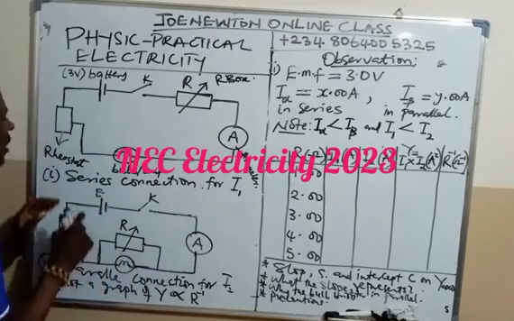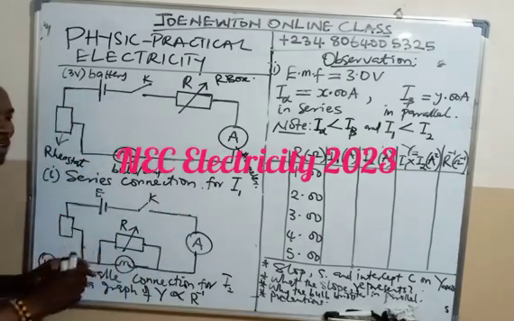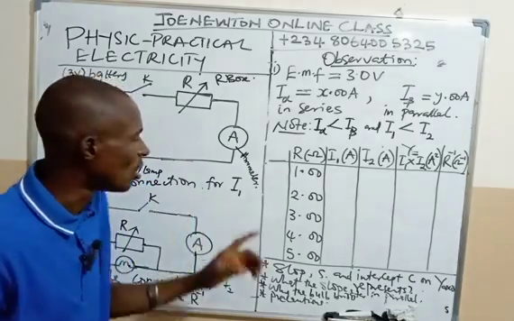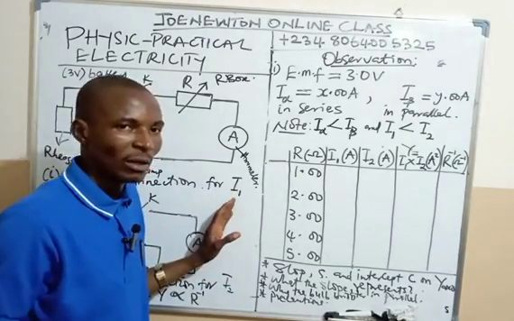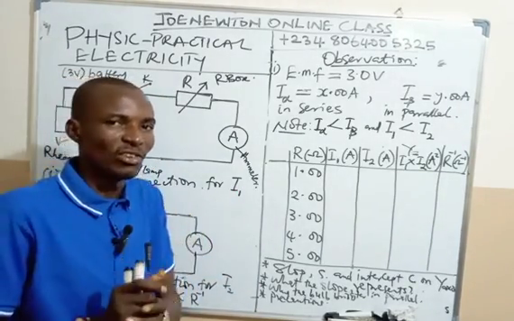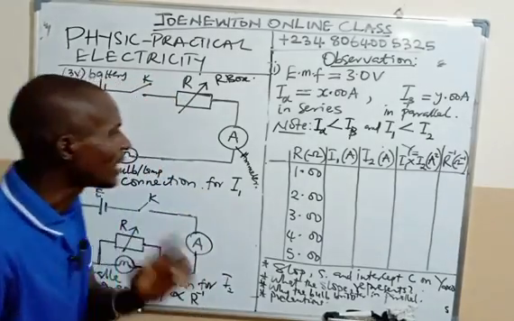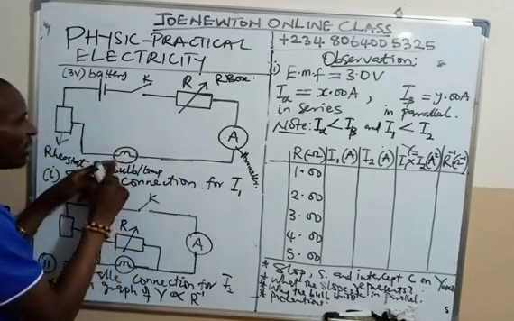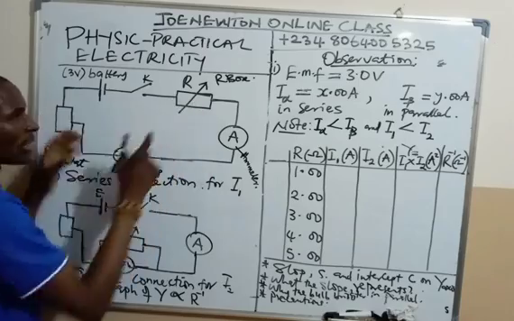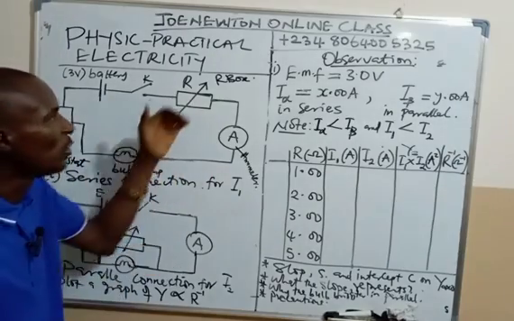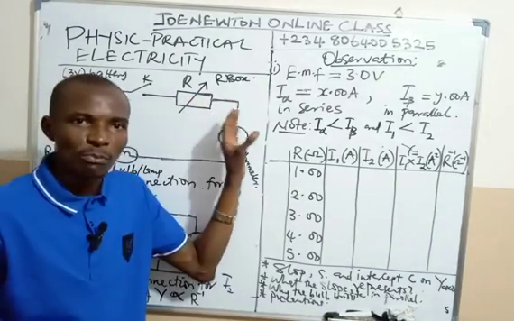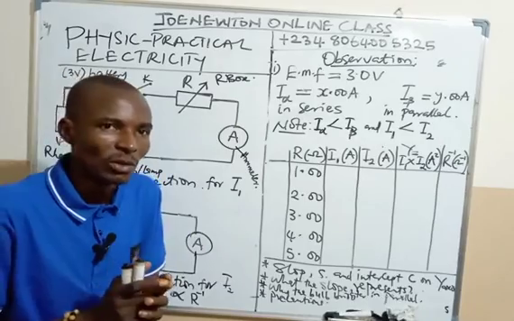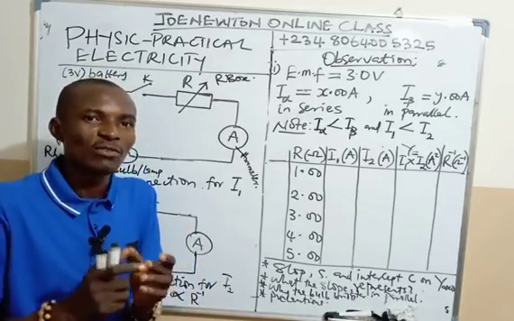So the first circuit here is the series connection to determine the value of I, the current flowing in the circuit, which I call I1. The essence of this practical analysis is to know what happens when all these are connected in series, when the lamp is connected in series with the resistor. What happens as we are changing the values of the resistors using the resistance box, having determined the maximum current flowing in the circuit. Some people might be wondering what the essence of the rheostat is.